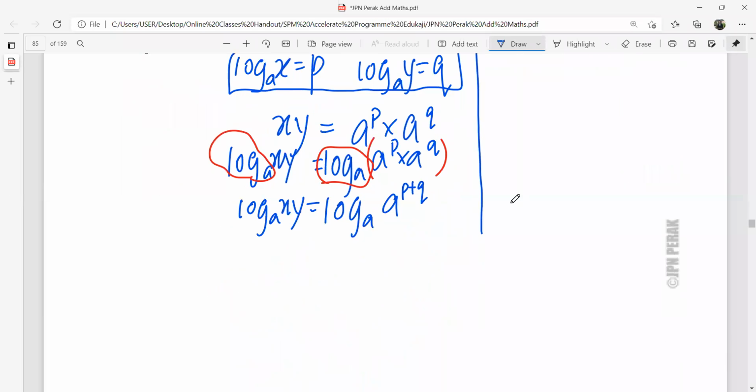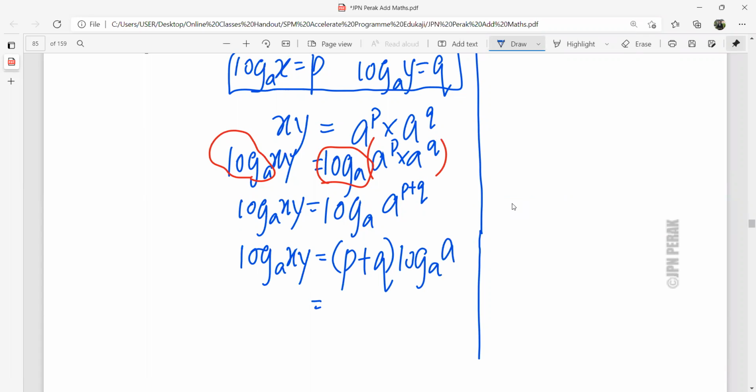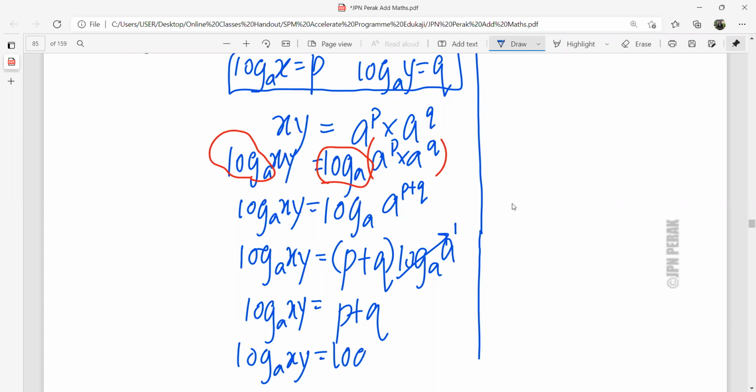I want you to look carefully. You must follow this step in order to get the mark. Don't simply do, because your answer will be wrong. Although you can say you proved already, you proved wrongly because you keep on using the law. The law cannot be used now. Log a a equals 1, no? Then you can prove already. Log xy equals p plus q, means log x plus log y. That's it. Proven. So I want you to learn now to solve.